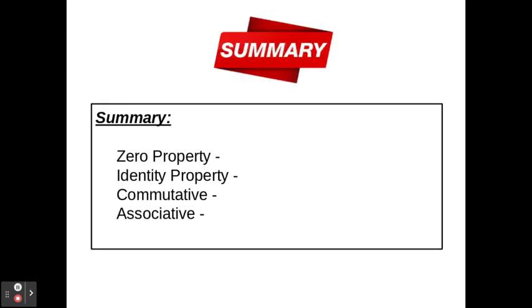Okay, so in your notes, go ahead and summarize what is the zero property, what is the identity property, and what is the commutative and associative property. See if you can summarize those 4 properties without looking back at your examples.